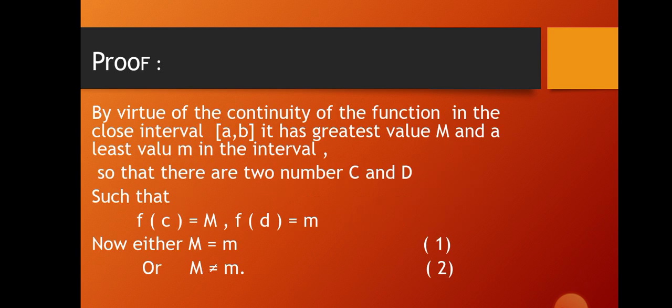Proof: by virtue of the continuity of the function in the closed interval [a, b], it has a greatest value capital M and a least value small m in the interval, so that there are two numbers c and d such that f(c) equals capital M, f(d) equals small m. Now either capital M equals small m, equation 1, or capital M not equal to small m, equation 2.